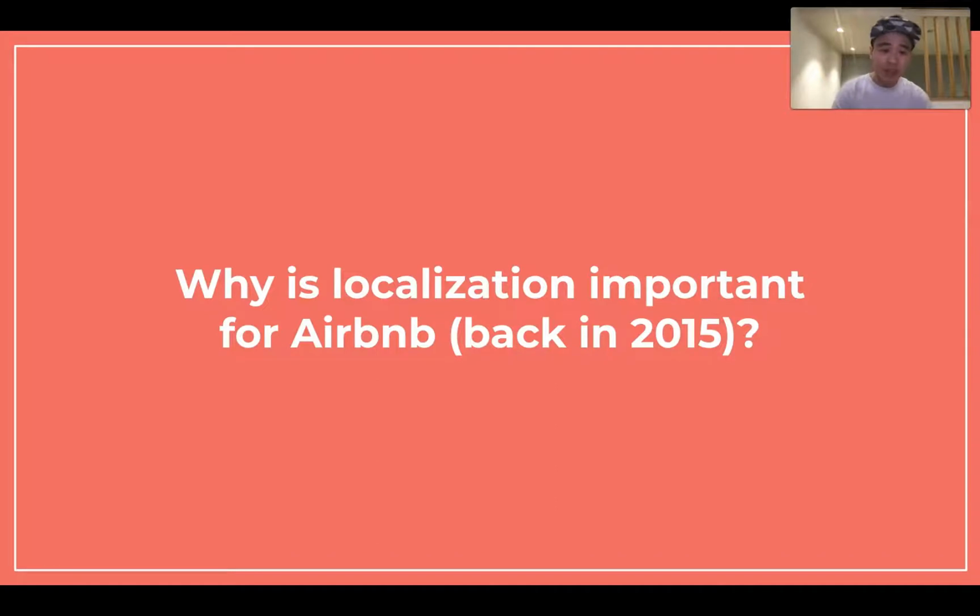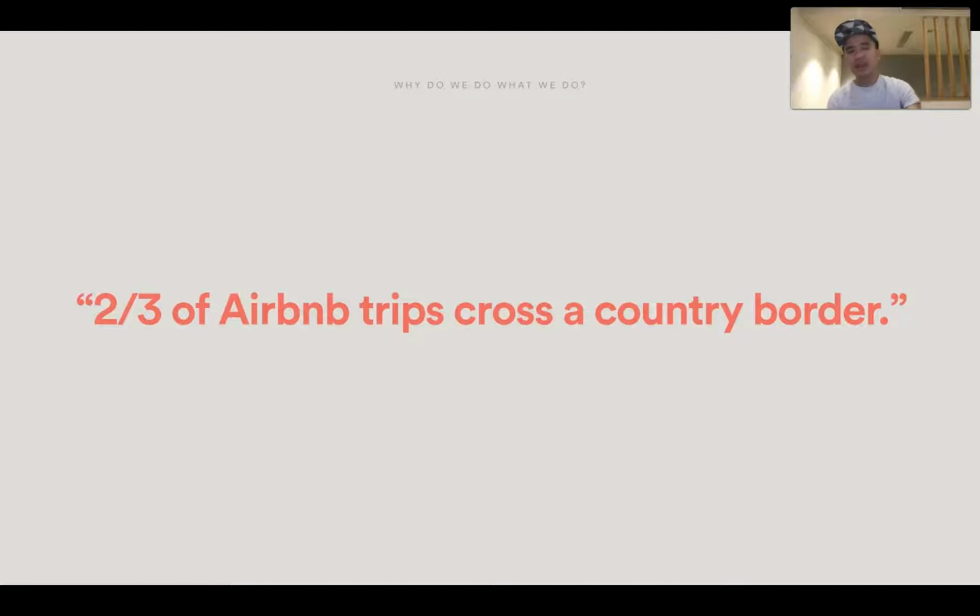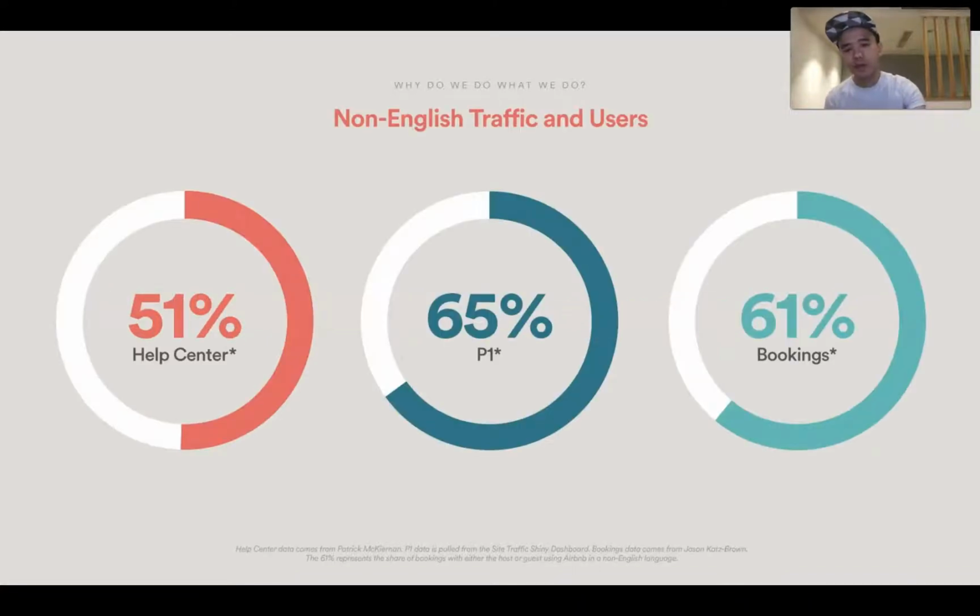With such a global business in our hands, it's not hard to understand why localization is very important for Airbnb. In fact, even back in 2015, 2/3 of Airbnb's trips were already crossing a country border. When looking at web traffic, our homepage was viewed 65% of the time in a non-English language. More than half of our Help Center views were also in a non-English language. And this one is particularly interesting. 61% of bookings were made with either the host or the guest using Airbnb in a non-English language.